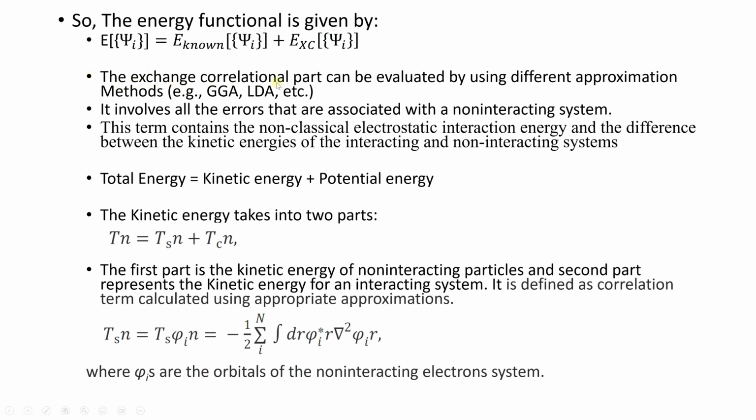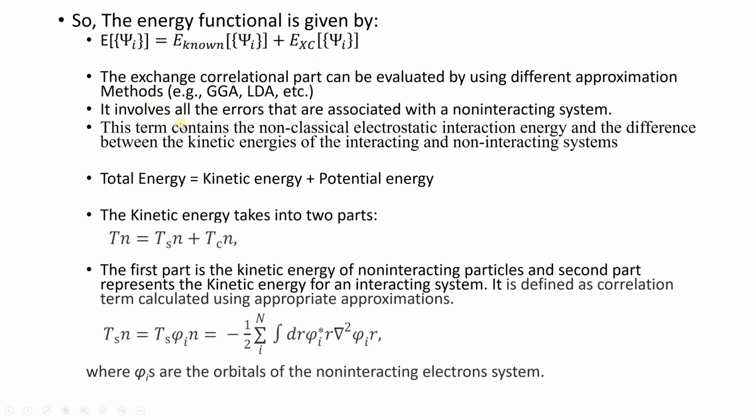Well, the exchange correlation part can be evaluated by using different approximation methods, for example GGA, that is the generalized gradient approximation, and then we have the LDA, etc. So these are some types of approximation that we have to introduce in order to solve the exchange correlation part. Actually, what really is the exchange correlation part?